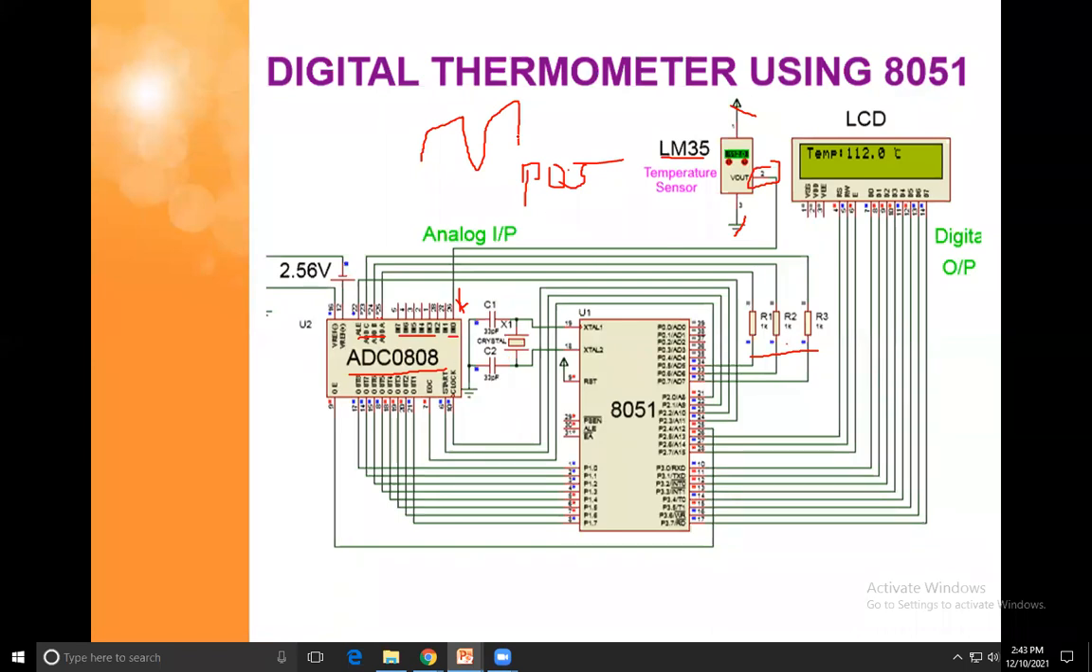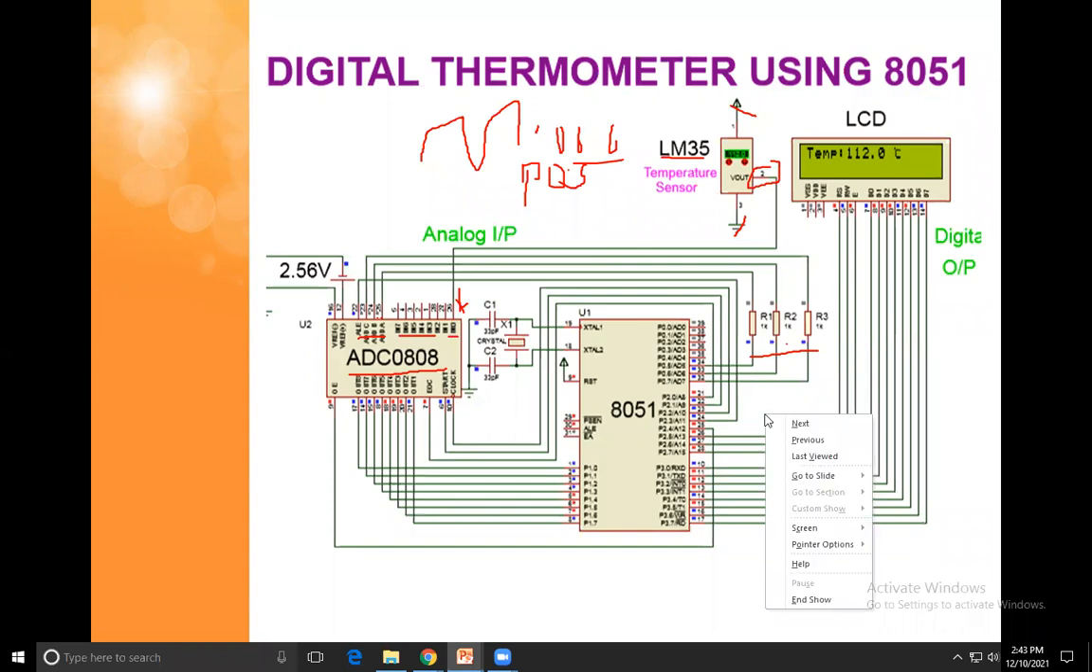You have to give the input to the IN0. Why IN0? Because the analog input is connected to the port pin number IN0. So you have to connect this to the registers. IN0 is given, so you have to select IN0 by using the register.